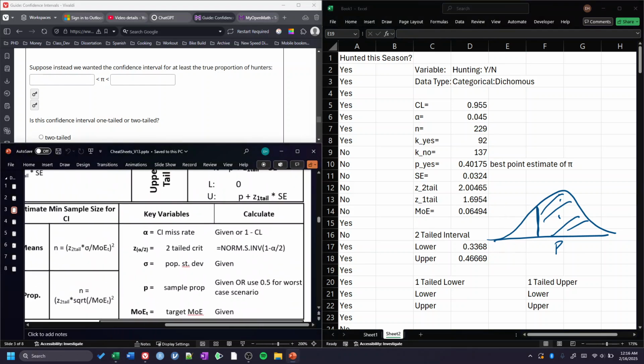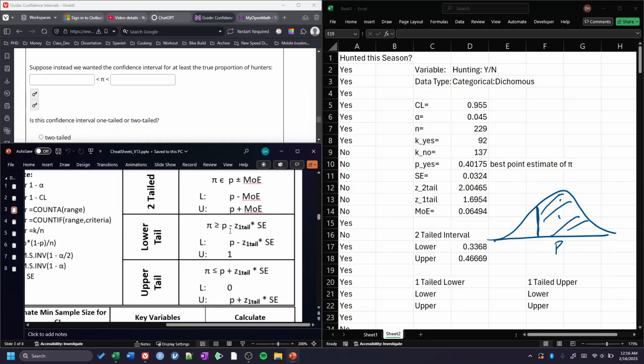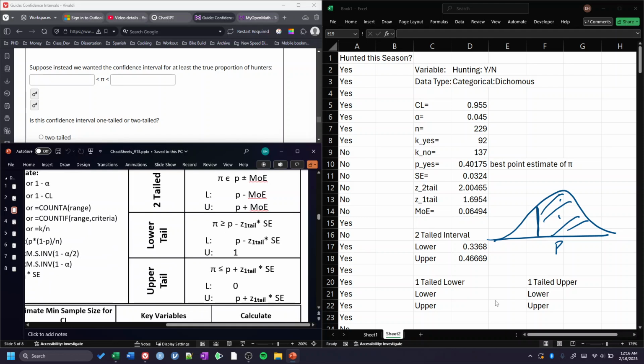Let's go ahead and see what we need to do in order to calculate that lower tail. Check this out. It's going to be very, very easy to do. The lower tail is just equal to our sample proportion minus that Z one-tail times the standard error. And that is our new lower bound. And our upper bound, if you notice, is 1.